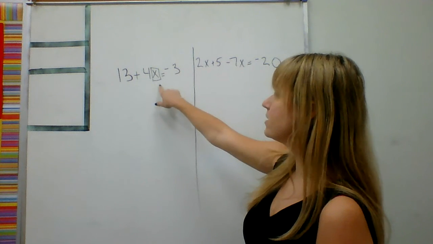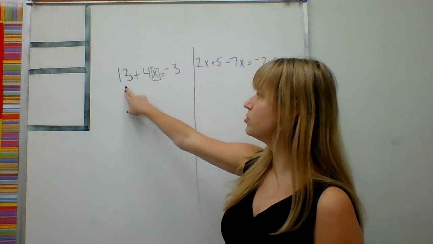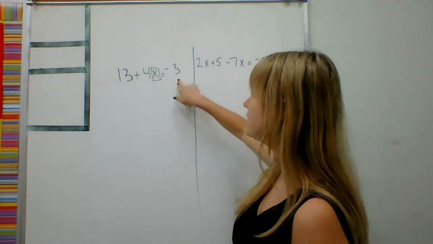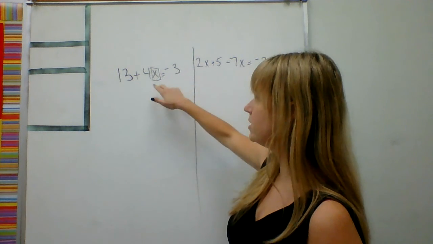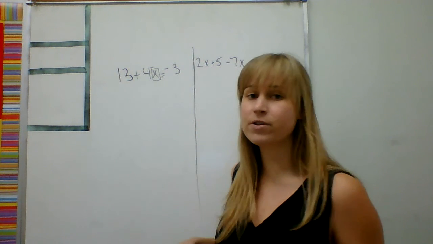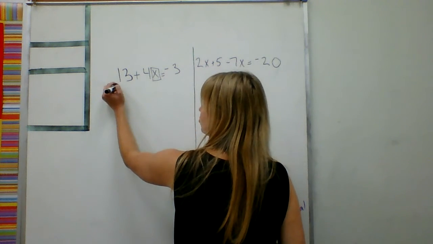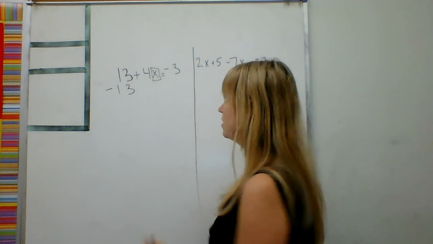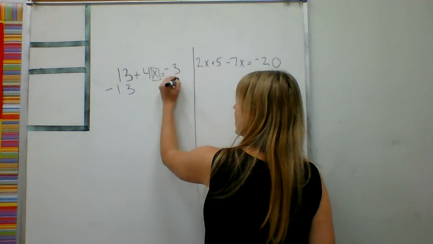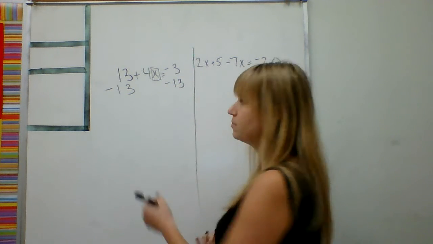So in order to get x by itself, I need to move this positive 13. I need to move it to this side of my equal sign because I need to have something set equal to 4x. So to get rid of positive 13, I'm going to subtract 13. And what I do to one side, I'm going to do to the other. So I'm going to subtract 13 from the right side of my equal sign.